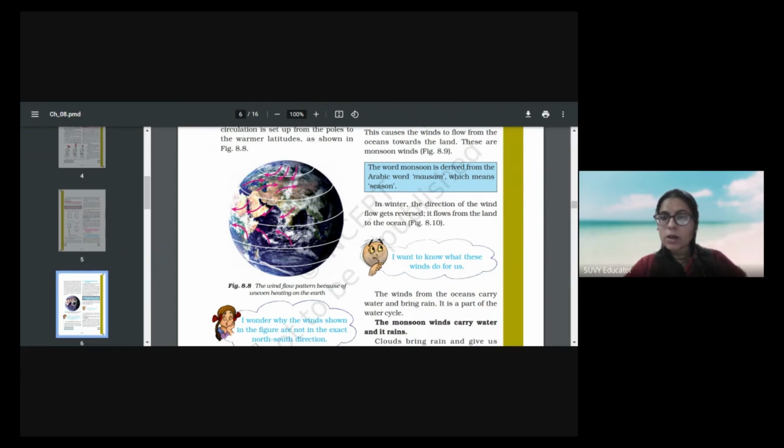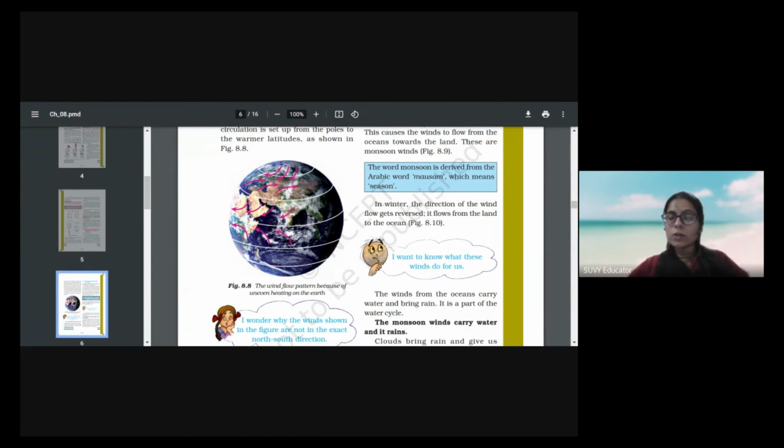In winter, the direction of the wind's flow gets reversed. It flows from the land to the ocean. So in winter conditions, the conditions reverse. Now the wind will reverse its direction. Now the flow of the wind is from the land to the ocean. In summer, from ocean to land, and in winter, from land to ocean.